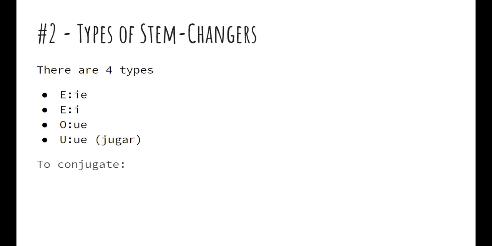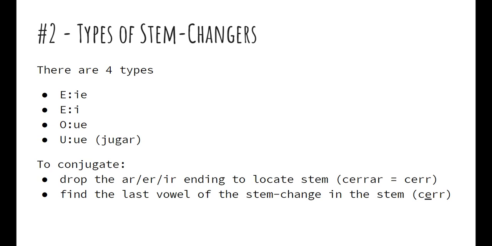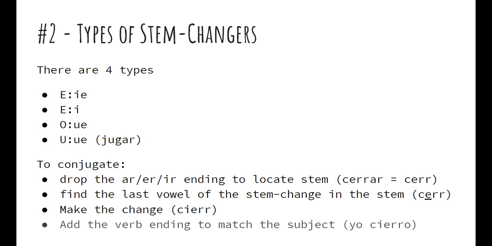Now to conjugate these, you'll drop the AR, ER, IR ending to locate the stem. And then you'll find the last vowel of the stem within that stem. So that vowel is going to be the one that's changing. In the case of an E to IE, you'll look for the last E, the English E, in the stem, and then make the change. So that E becomes an IE. And then add the verb ending to match the subject. In the case of our example with a new stem of sier, say we wanted to conjugate that to match yo, you'd have yo siero.